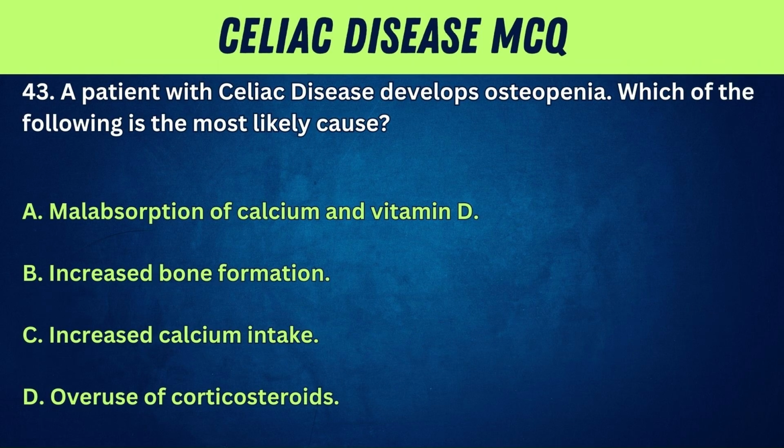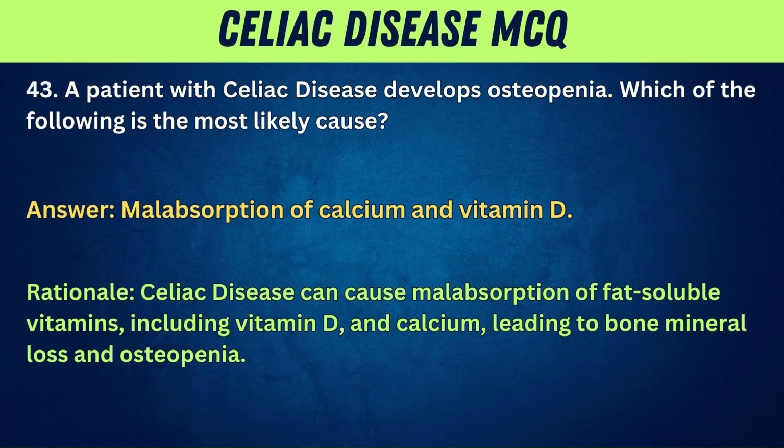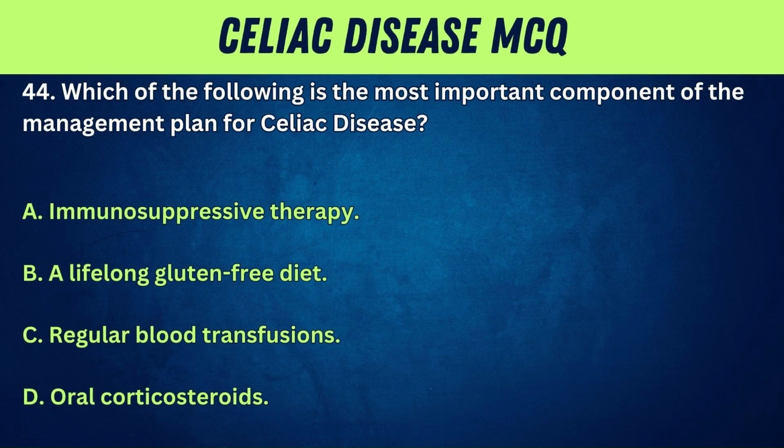43. A patient with celiac disease develops osteopenia. Which of the following is the most likely cause? A. Malabsorption of calcium and vitamin D. B. Increased bone formation. C. Increased calcium intake. D. Overuse of corticosteroids. Answer: malabsorption of calcium and vitamin D. Rationale: celiac disease can cause malabsorption of fat-soluble vitamins, including vitamin D and calcium, leading to bone mineral loss and osteopenia.